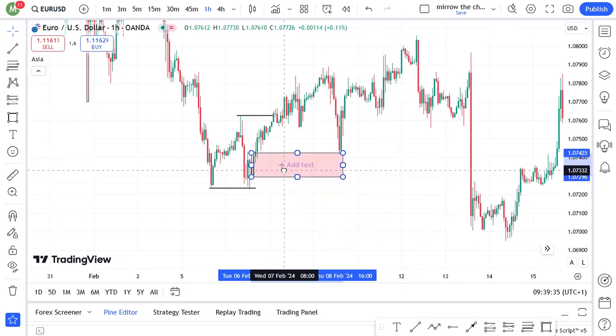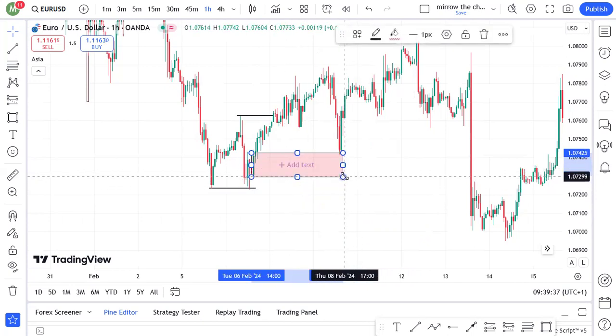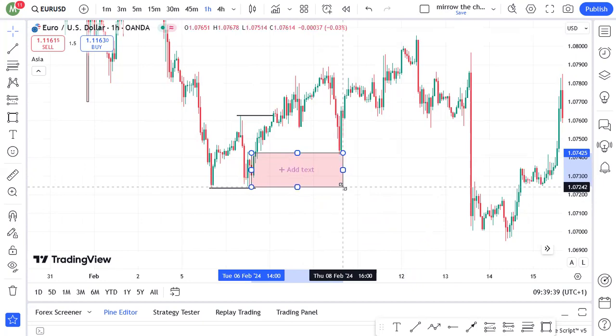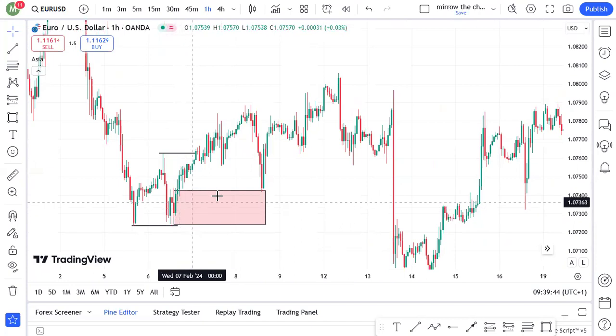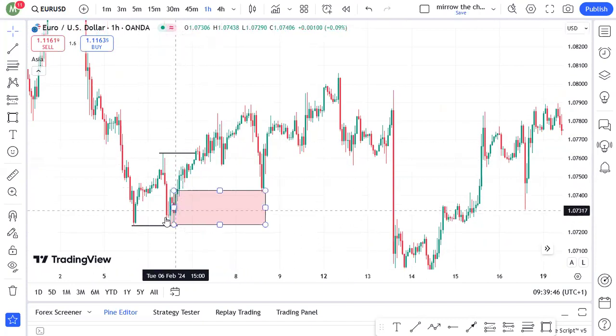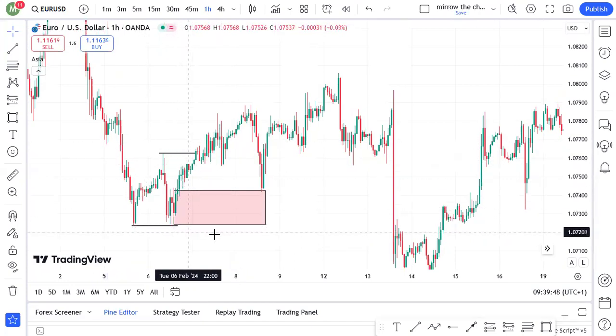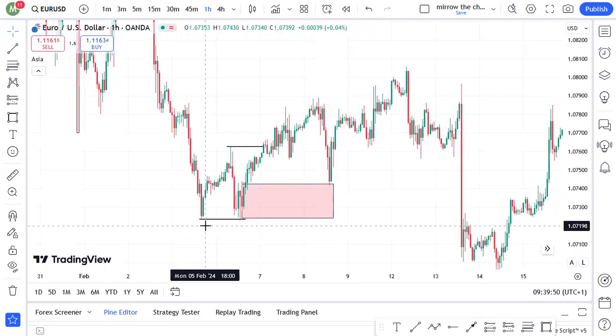This is our POI on a 1 hour. This is how we trade it. Do you see how price came and respected our POI, the one that caused the break of structure after it grabbed liquidity from the previous Monday low?